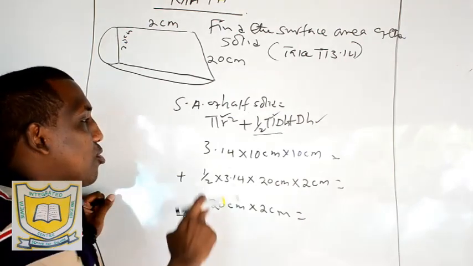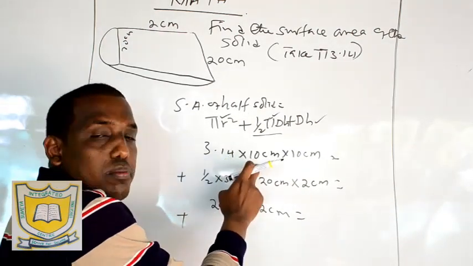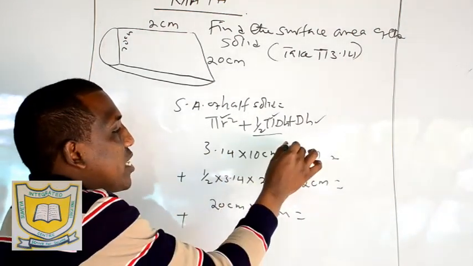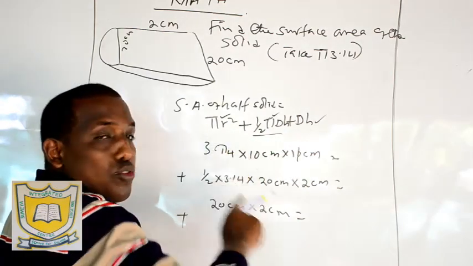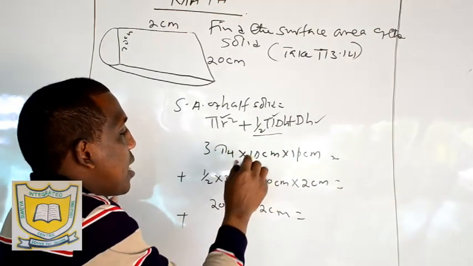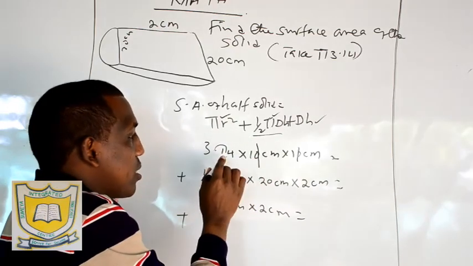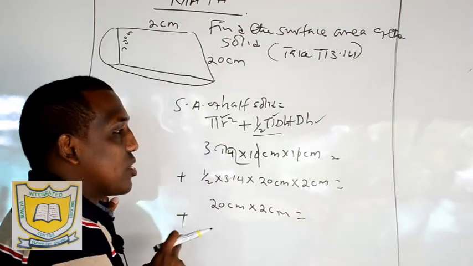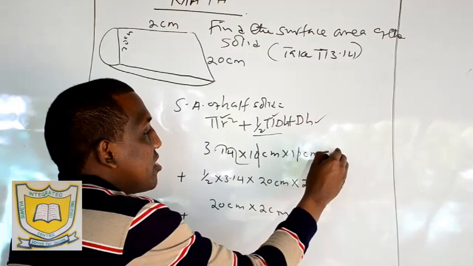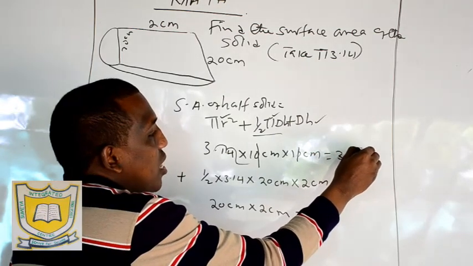Now let us solve this one. 3.14 times 10 times 10. What we do, we cancel the first zero and the decimal point will move one side. We also cancel the other one, then the point will go outside. So we are remaining with 314 centimeter squared.